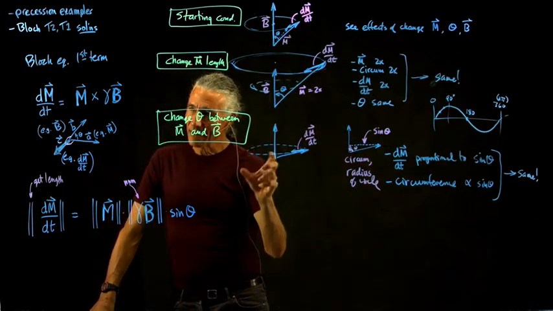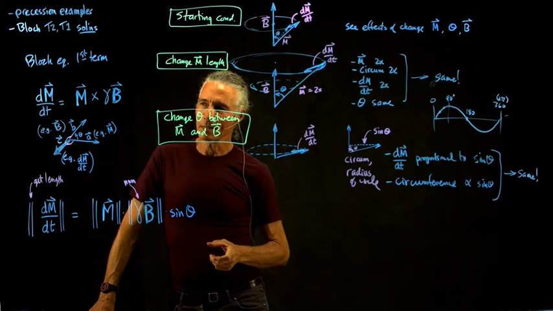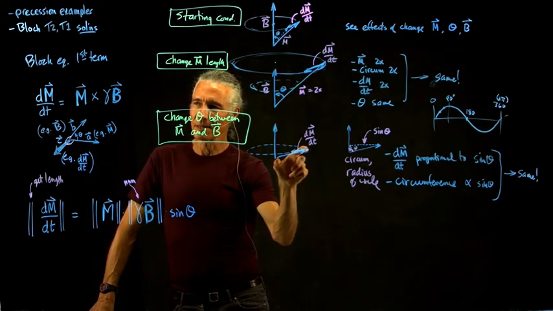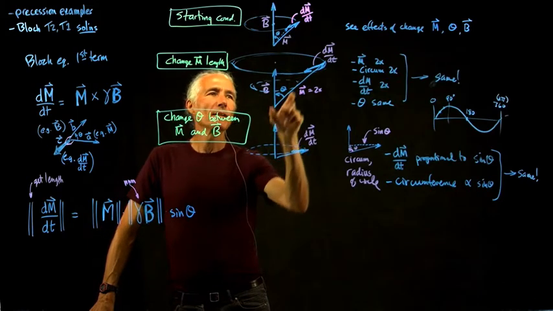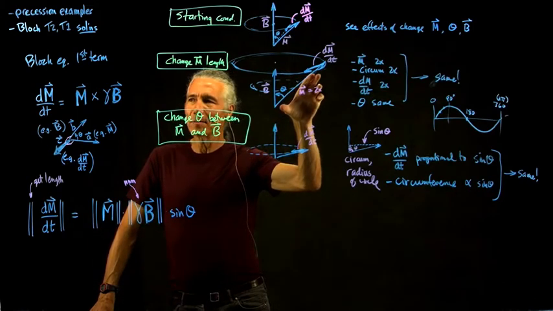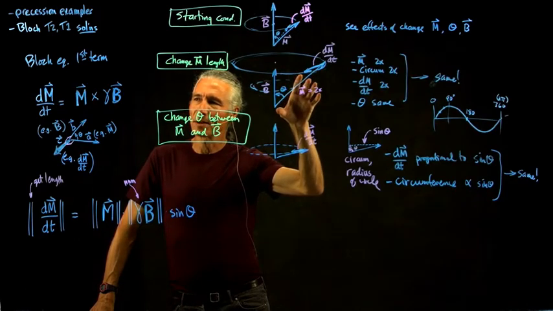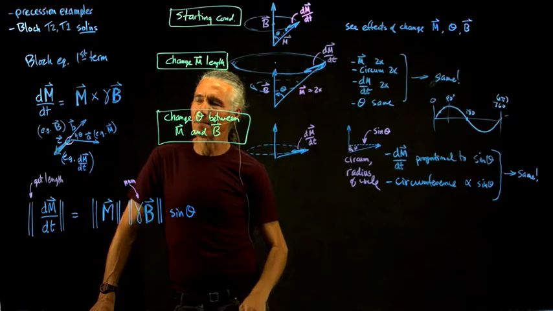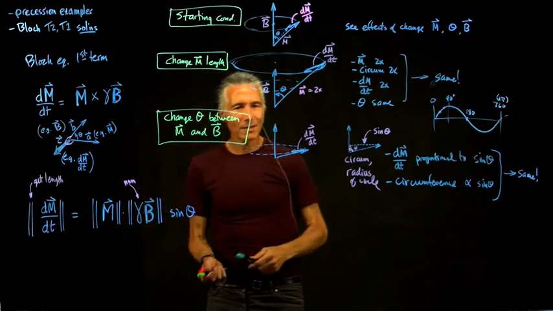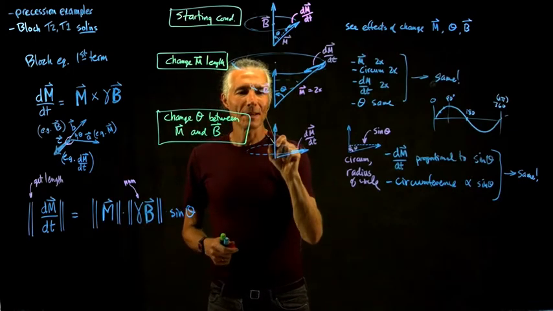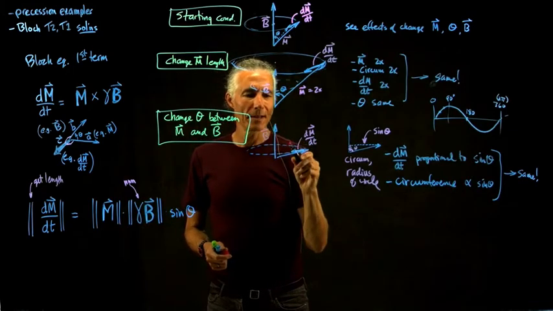Surprisingly, changing the angle doesn't change the precession frequency. No matter what we set the angle to, the precession frequency stays the same. Whatever we set the length of the M to, you can make the M as big as you want, and the precession frequency stays the same. So what actually changes the precession frequency? Just the B, and we already had an equation for that.